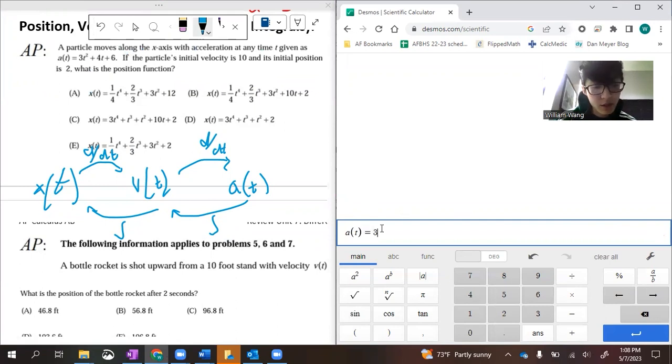My acceleration is given as 3t squared plus 4t plus 6. The particle's initial velocity is 10. Its initial position is 2. What is the position function? Okay, so I need to take 2 integrals, right?